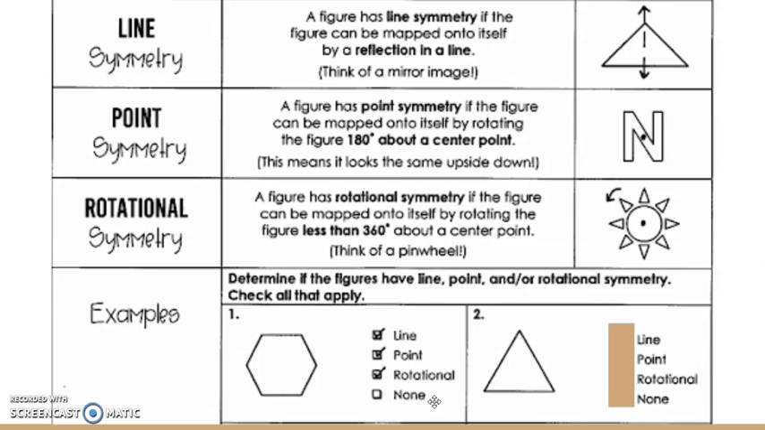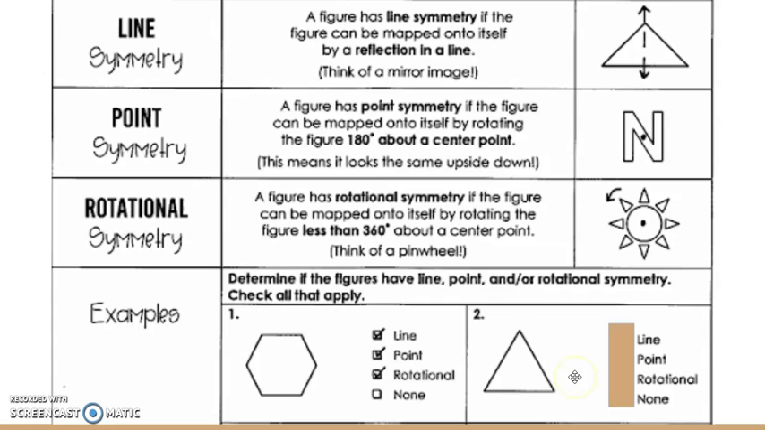Since a hexagon has 6 even sides, if I rotate my top side to the left, I can get my same shape. If I rotate it again, I get the same shape. If I rotate it again, I get the same shape. So all of those sides will match up.